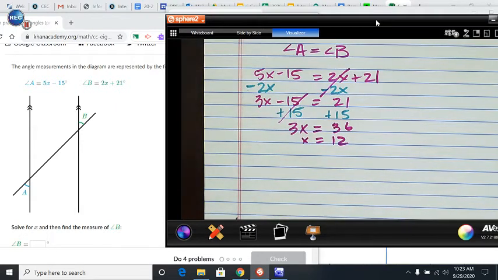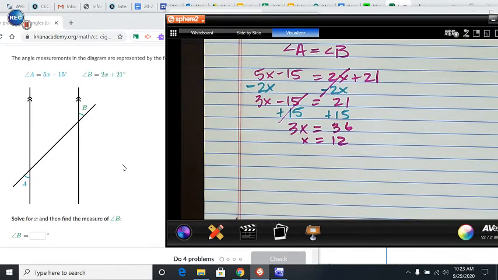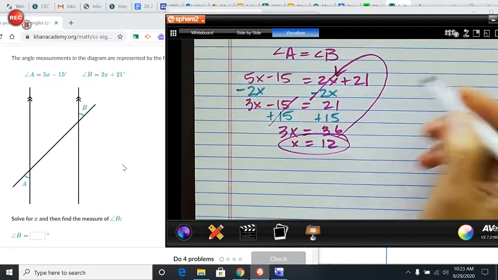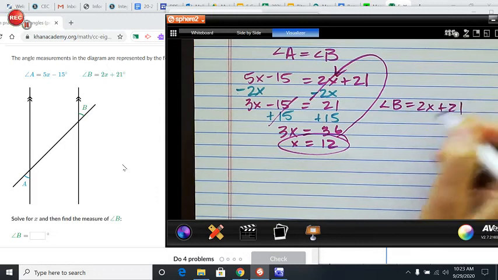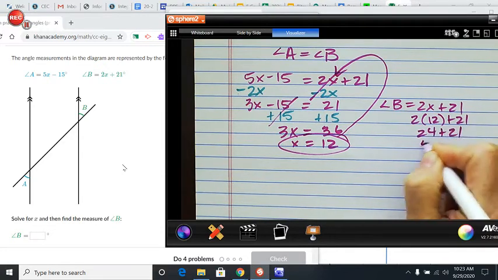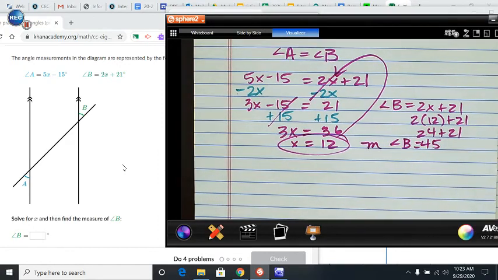That's not the answer. This is asking me for angle B, so I need to substitute 12 in the place of x in the expression for angle B. Angle B was 2x plus 21, so I'm going to do 2 times 12 plus 21, so 24 plus 21 is 45. So the measure of angle B is 45.